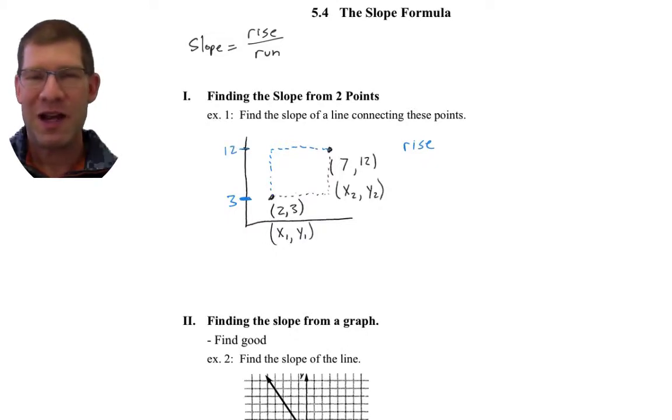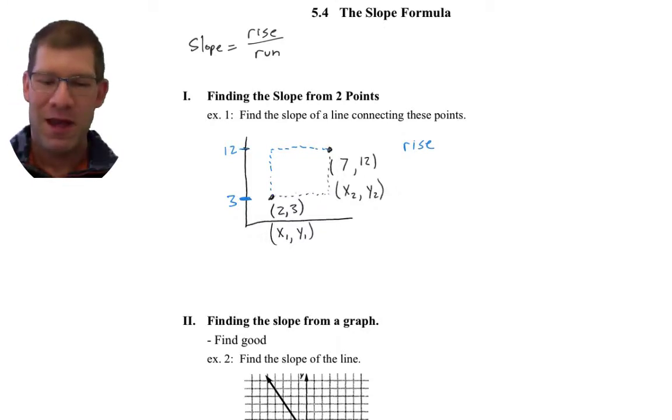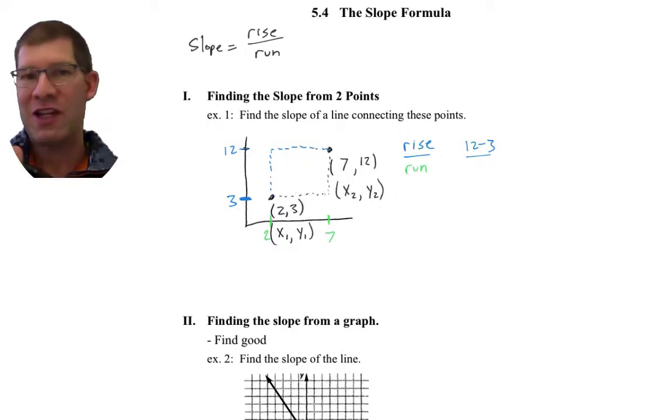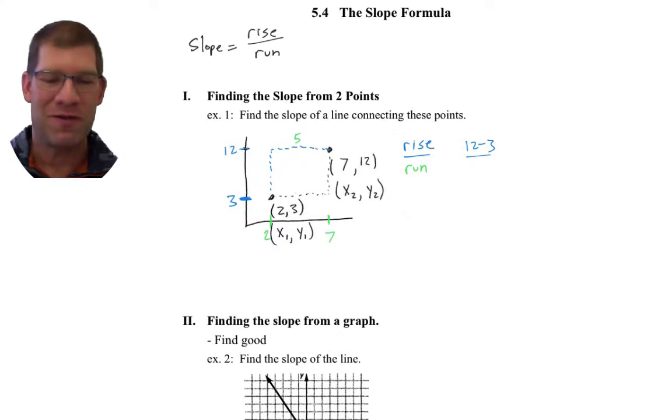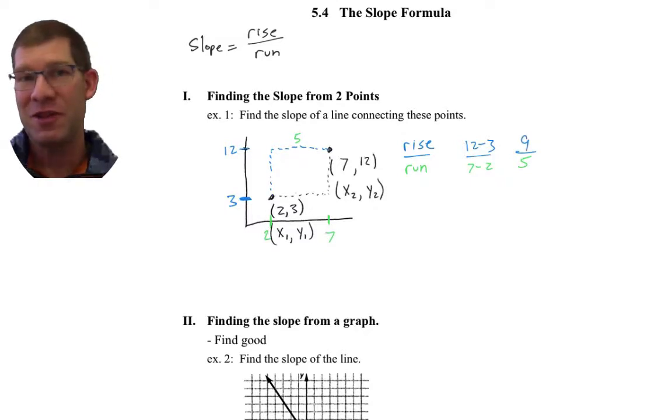When I get the rise, I'm trying to figure out the difference between those two. So I do 12 minus 3, divided by the run, and maybe I'll switch colors for the run. The run is going from this x value of 2 to an x value of 7. So how much does it change side to side? Up on the top it goes over 5 to the right, but we get that by doing 7 minus 2. So that gives us our 5 down below and our 9 up above. So 9/5 is going to be the slope.